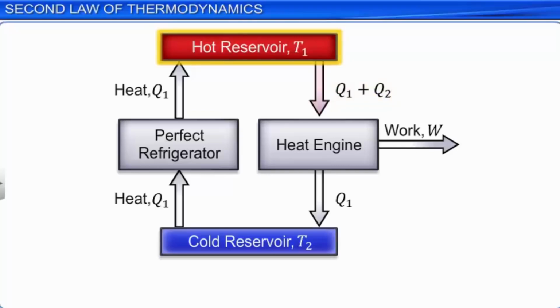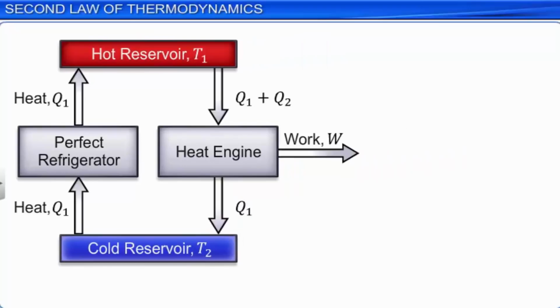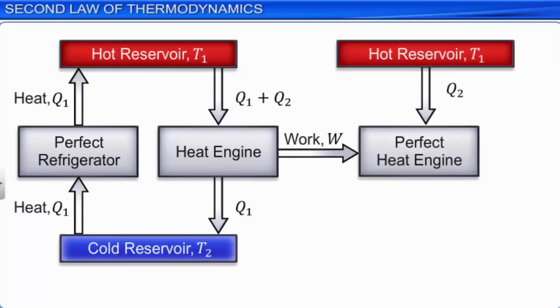If we take the combination of these two, the net effect is the absorption of heat Q2 from the hot reservoir, which is converted completely into work W. We can have a perfect heat engine. That means that if one form of the second law of thermodynamics is violated, the other form is also violated.